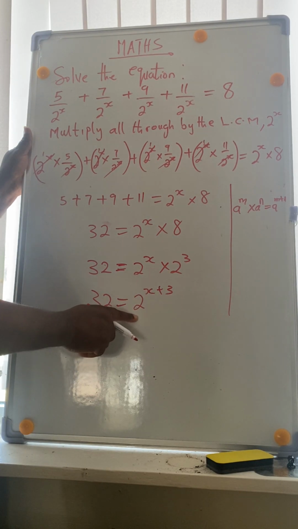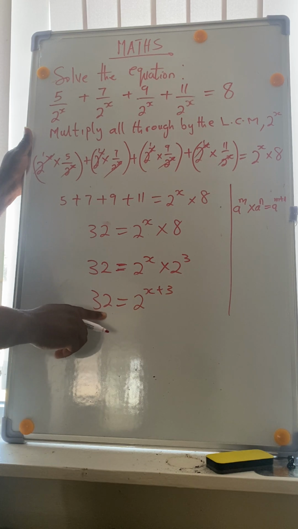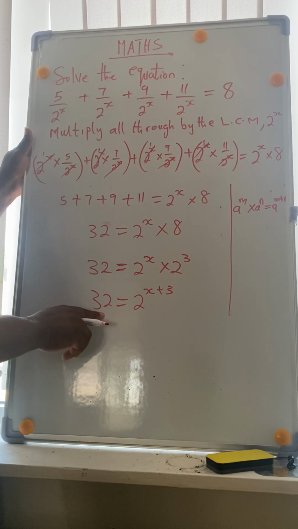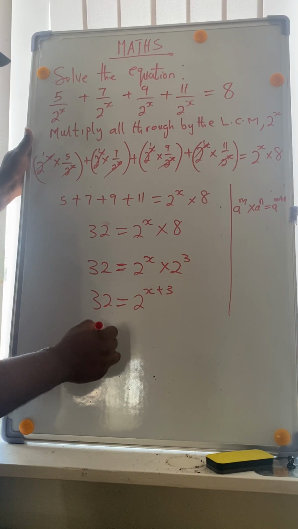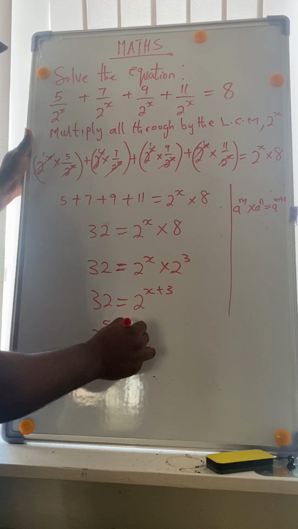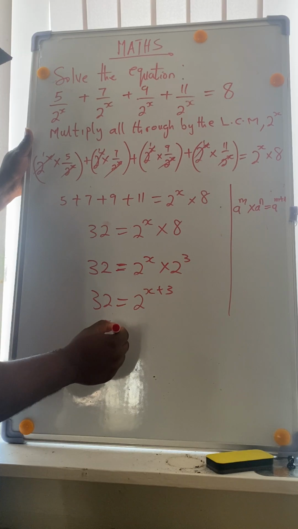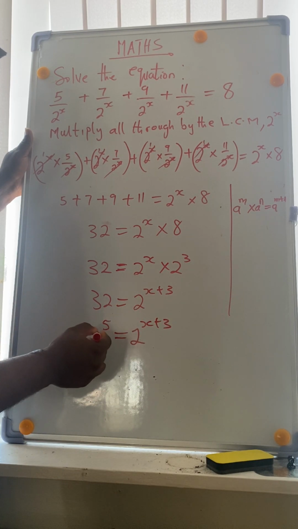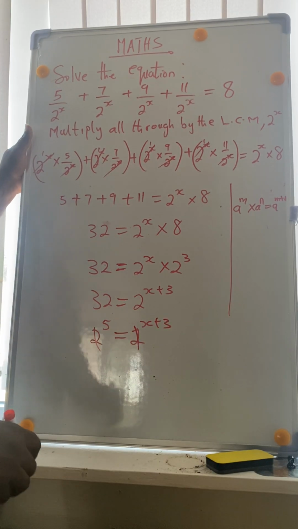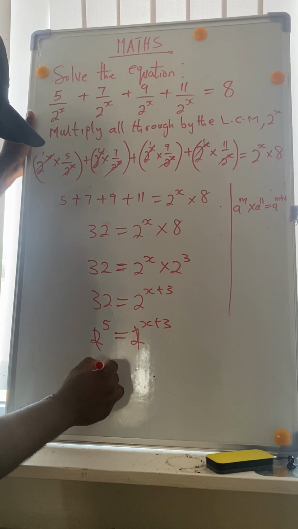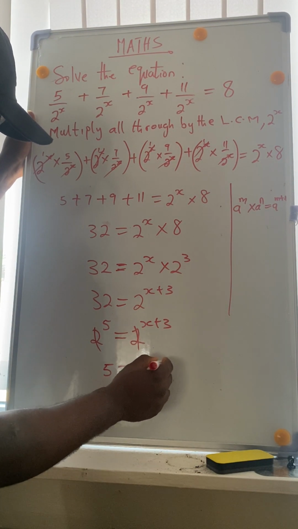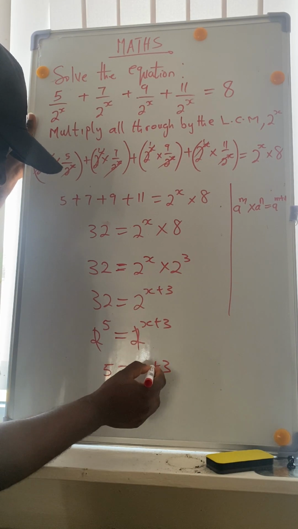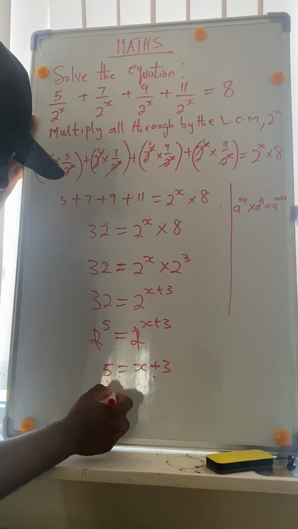Now look at your left hand side, 32. You can also ask yourself, how many times will you multiply 2 by itself to give you 32? That will be 2 raised to the power of 5, which will be equal to 2 raised to the power of x plus 3. And from here, your left hand side will cancel your right hand side, and you have 5 equal to x plus 3.